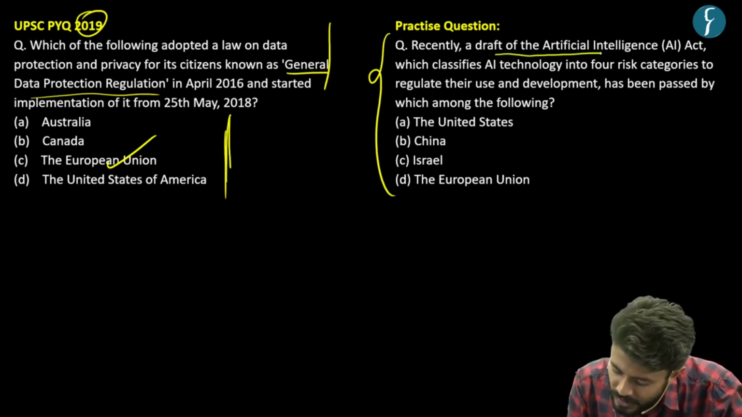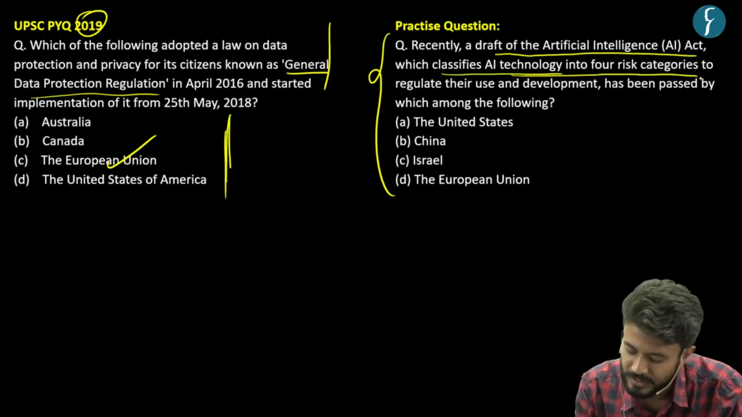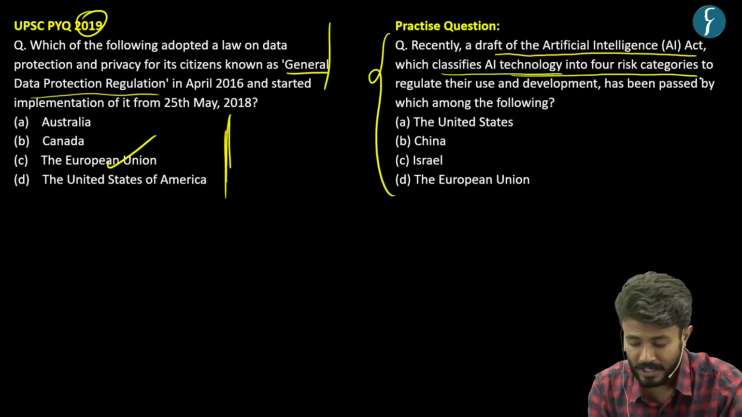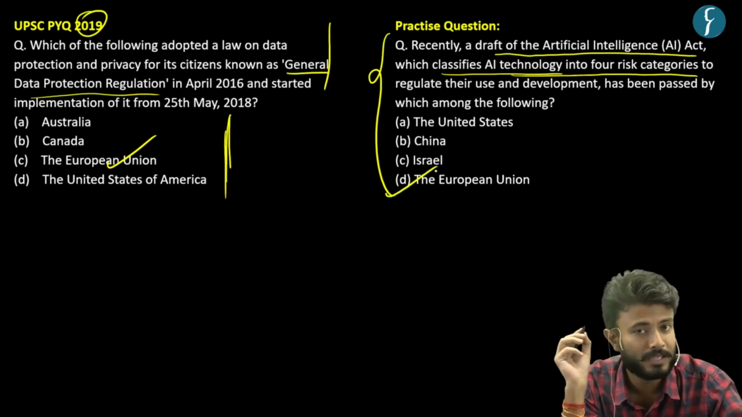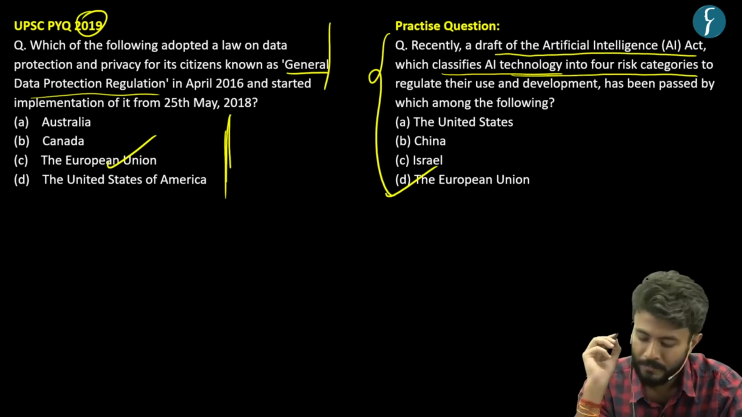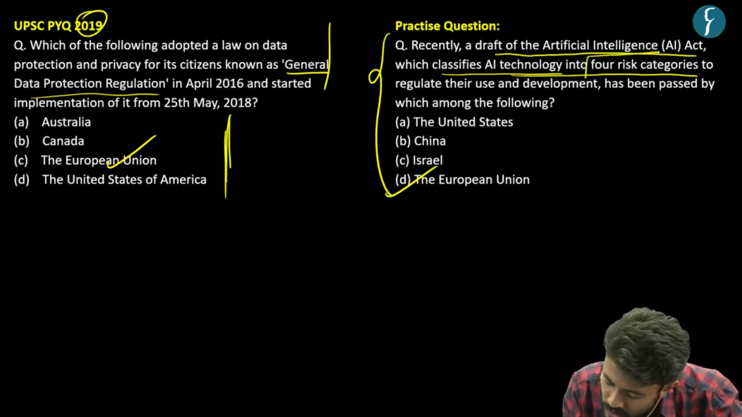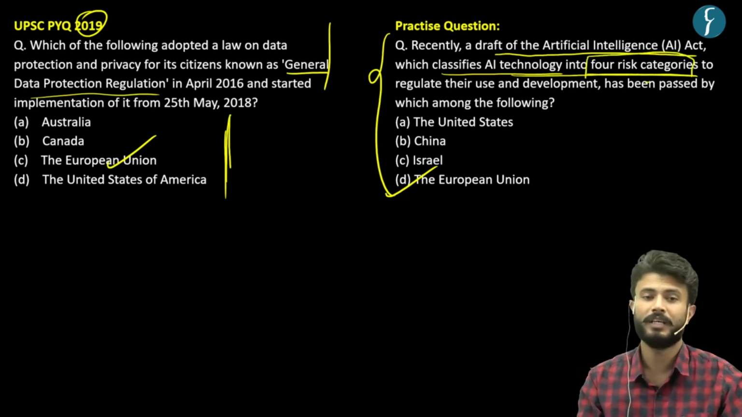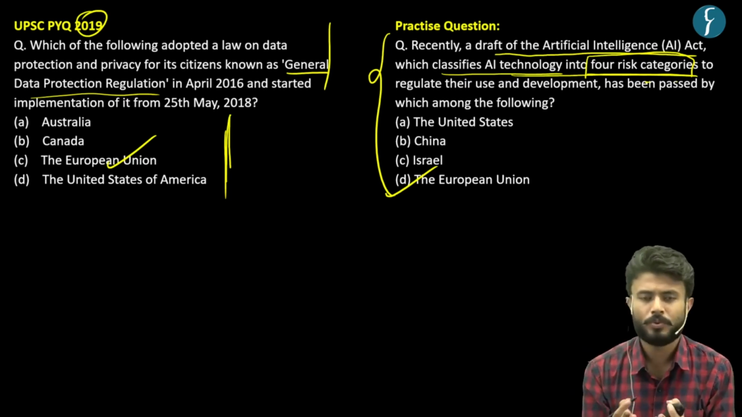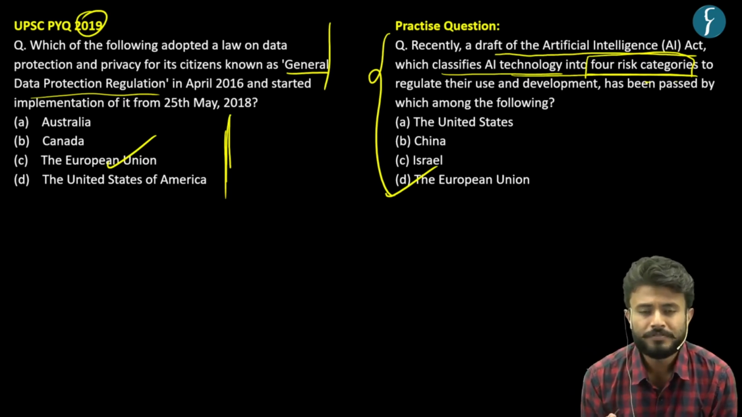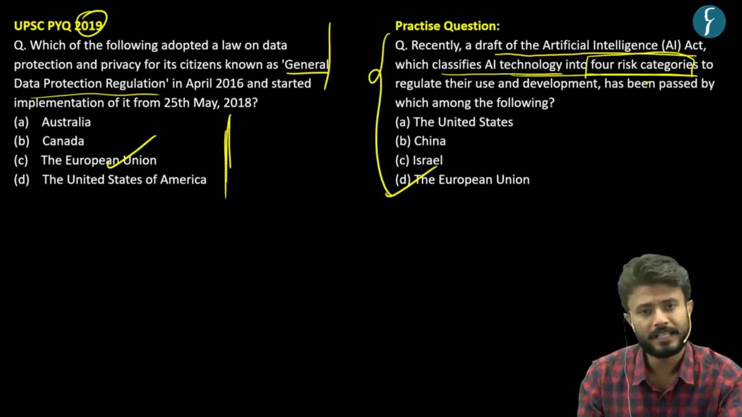Recently, a draft of the Artificial Intelligence Act, which classifies AI technology into 4 risk categories to regulate their use and development, has been passed by which among the following? D, European Union will be the correct answer, right? But in this question, an important phrase is there. The important thing is the 4 risk categories of this act. So we will also discuss in brief what these 4 risk categories are and how they are differentiated in the act.